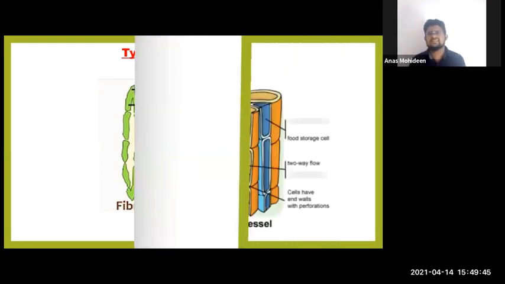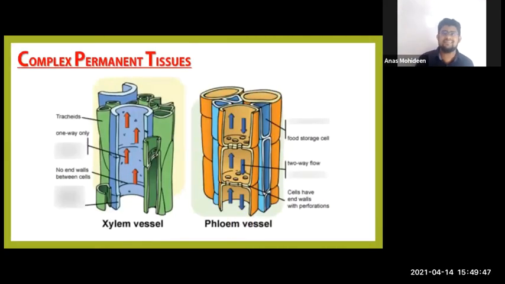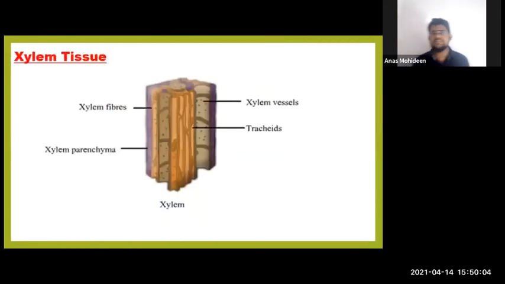Let's head up with the next type of permanent tissue, and that is complex permanent tissue. The complex permanent tissues do have several types of cells among them. So they are divided initially into two as the xylem tissue and the phloem tissue. The first one is the xylem tissue. Xylem tissue is the tissue organized to perform the transportation of water and minerals throughout the plant body. And the xylem tissue is made up of four types of cells. They are xylem vessel elements, tracheids, xylem fibers, and xylem parenchyma.